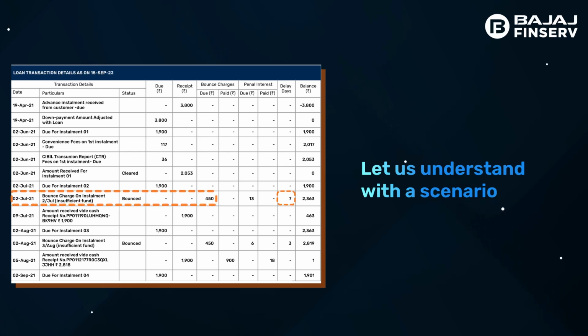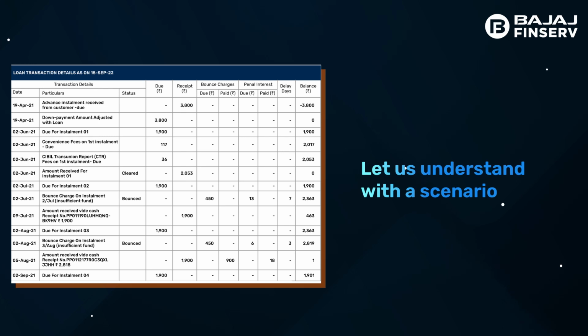This installment was delayed by 7 days, which is visible in the delay column. Delay days are calculated by installment clearance date minus installment due date. In this case, the second installment was received on 9th July while the due date was 2nd July, and hence the delay days is 7 days. Please note that delay days will keep on increasing till the date of receipt of installment payment from the customer.